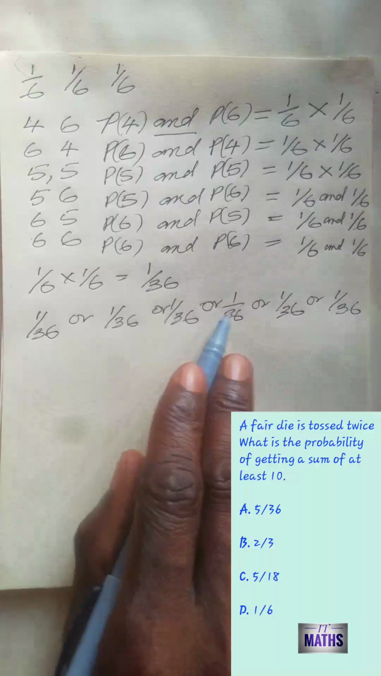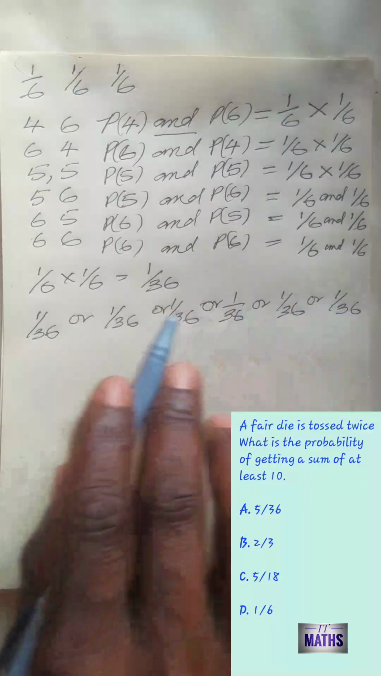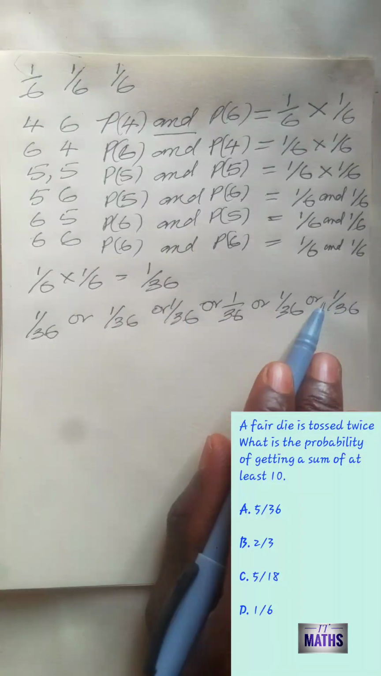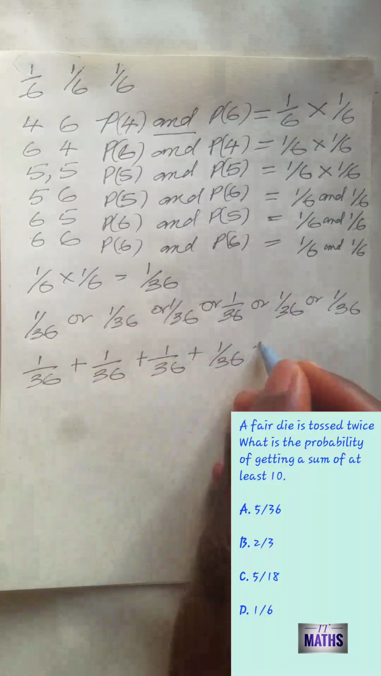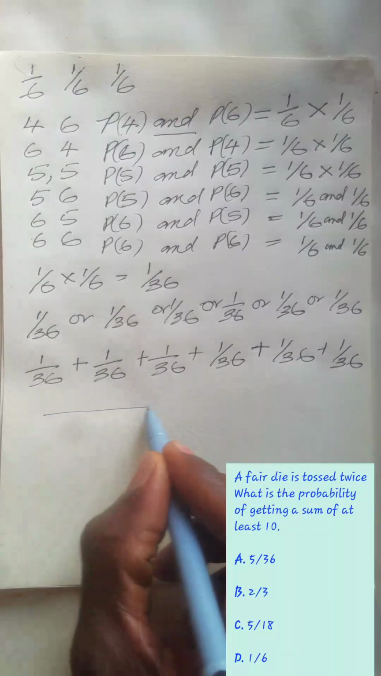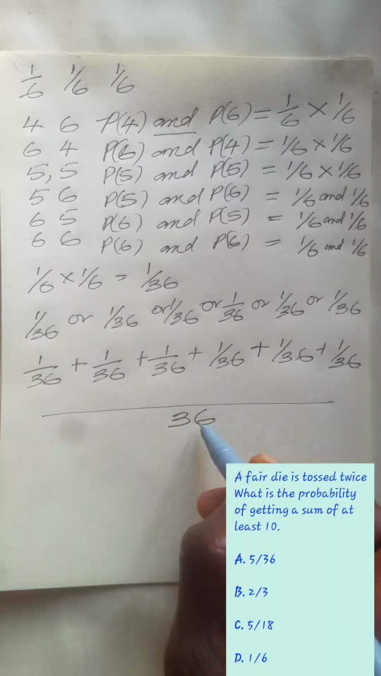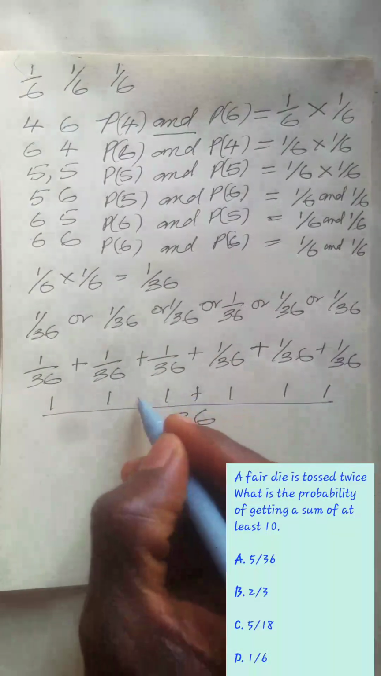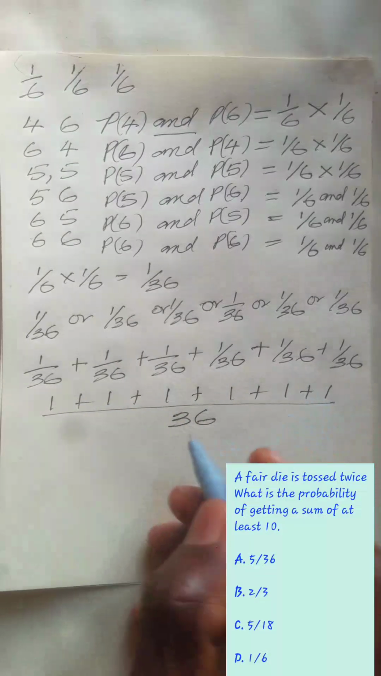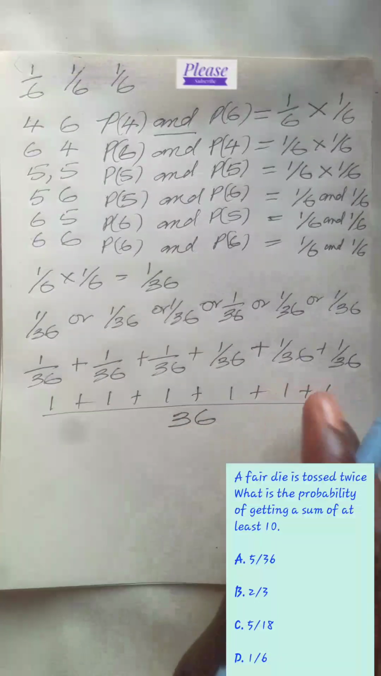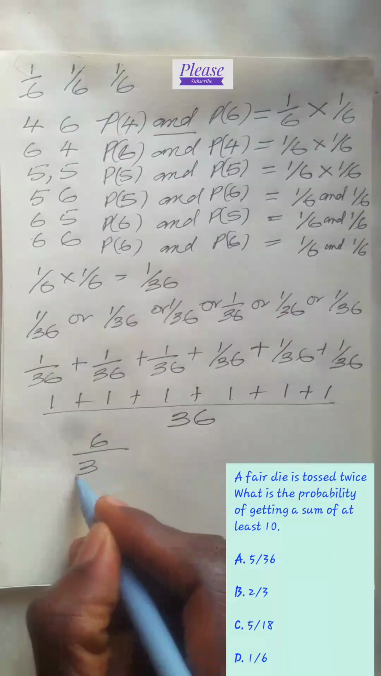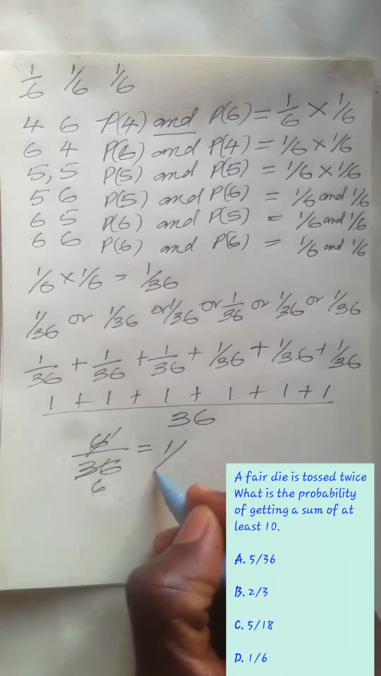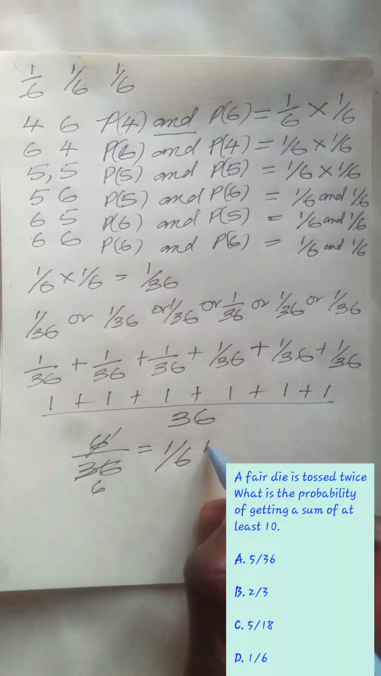How do we interpret or in probability? To interpret or in probability means addition. So this is going to be plus, plus, plus, plus, plus. Okay? Let's write it out. So what's the LCM of all these? It's 36, isn't it? Now this is going to be simply 1, 1, 1, 1, 1, 1. I know we all know how to handle fractions, so I'm not teaching fractions here. So it's going to be 1 plus 1 plus 1 plus 1 plus 1 plus 1, which is 6 over 36. And that is also what? 6 divided by 6 is 1, 36 divided by 6 is 6, so 1 over 6. And what option is that? That is D.